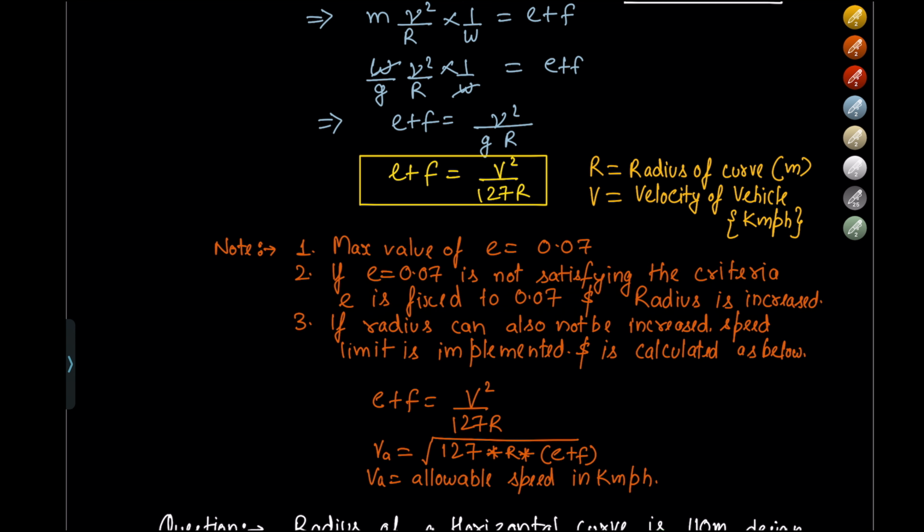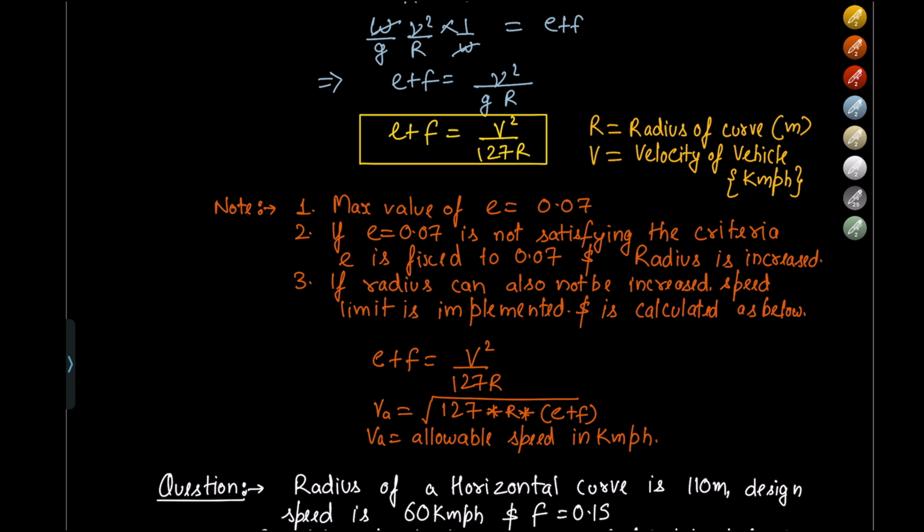There could be some cases where super elevation is coming out to be greater than 0.07, and that is not allowable as per IRC. So what we need to do is increase the radius of the curve. Since E and R are inversely proportional, if we increase R and fix the value of E to 0.07, we'll find the corresponding R required for that 7% value of super elevation.